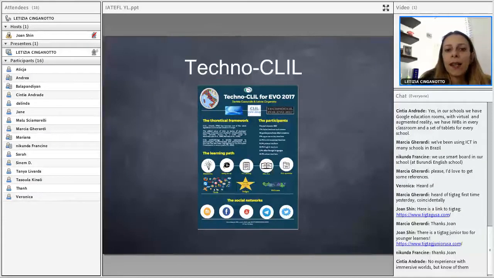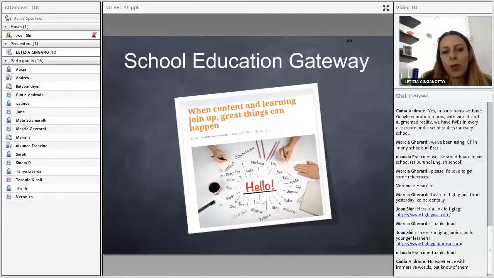This is the CLIL event that we were talking about. This is the poster from the 2017 edition, and then we had also 2018, and in January we'll have the new one. So looking forward to meeting you there.